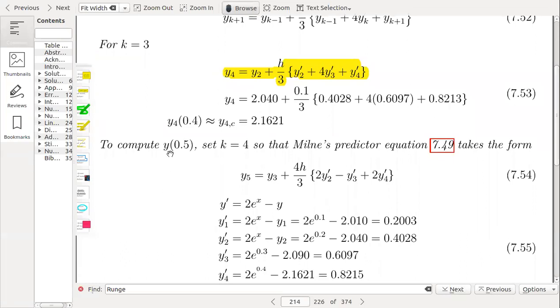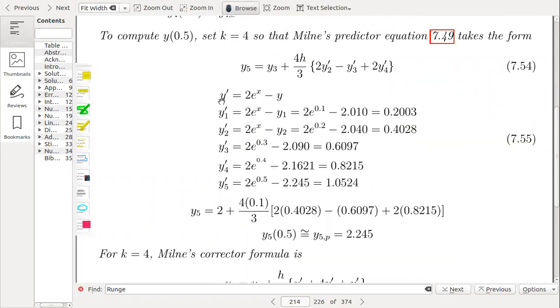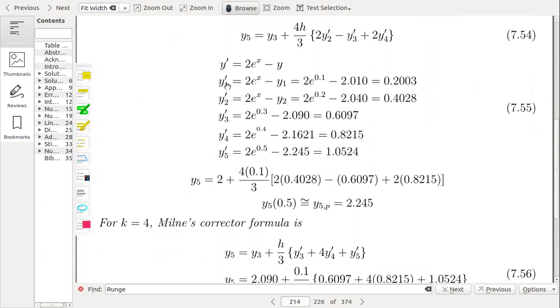To compute y at 0.5, set k is equal to 4 so that Milne's predictor equation takes the form of this, and we will repeat the same procedure as we have used to calculate y at x is equal to 0.4. So y prime is equal to 2e power x minus y. y1 prime is equal to 2e power x minus y1.